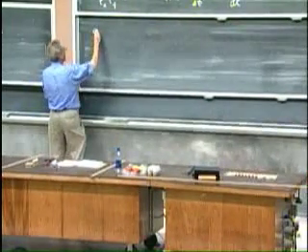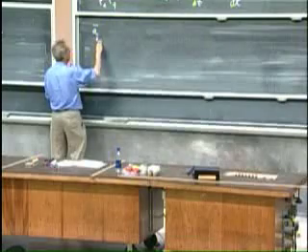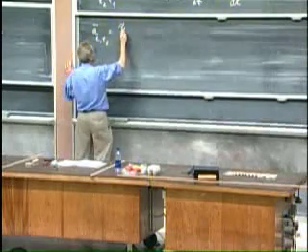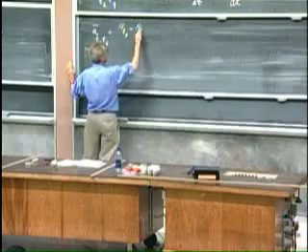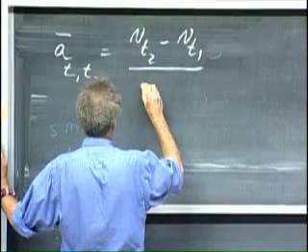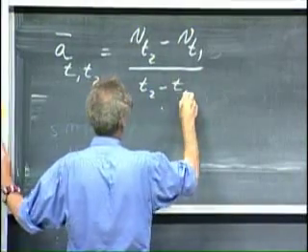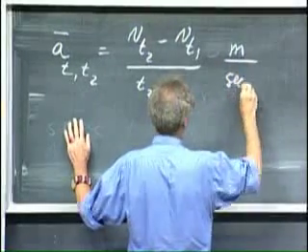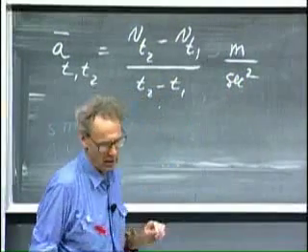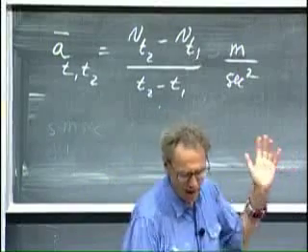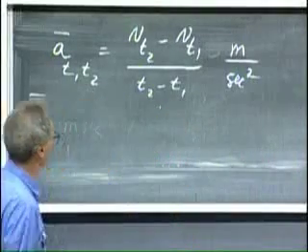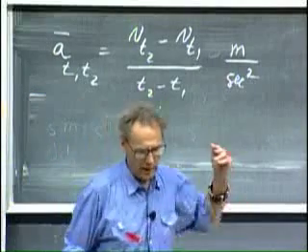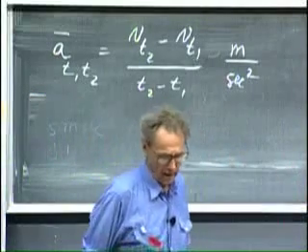The average acceleration between time t1 and time t2 would then be the velocity at time t2 minus the velocity at time t1, divided by t2 minus t1, and the dimension is length per second per time squared, so it's meters per second squared. This is then for a one-dimensional situation. This number can be larger than 0, it can be equal to 0, and it can be smaller than 0.